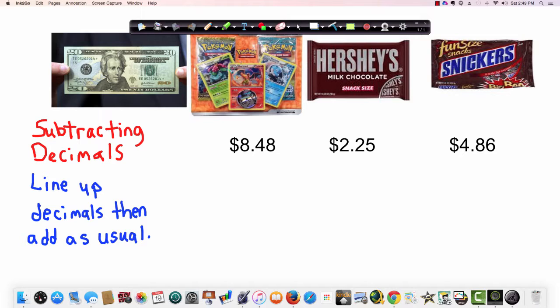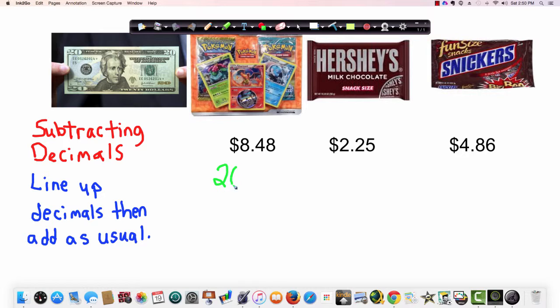And here are the Pokemon cards. You can see them. They're great. And we can see here those cost $8.48. So in order to find out how much money I have after I spend the $20 on the Pokemon cards, I need to do a subtraction problem.